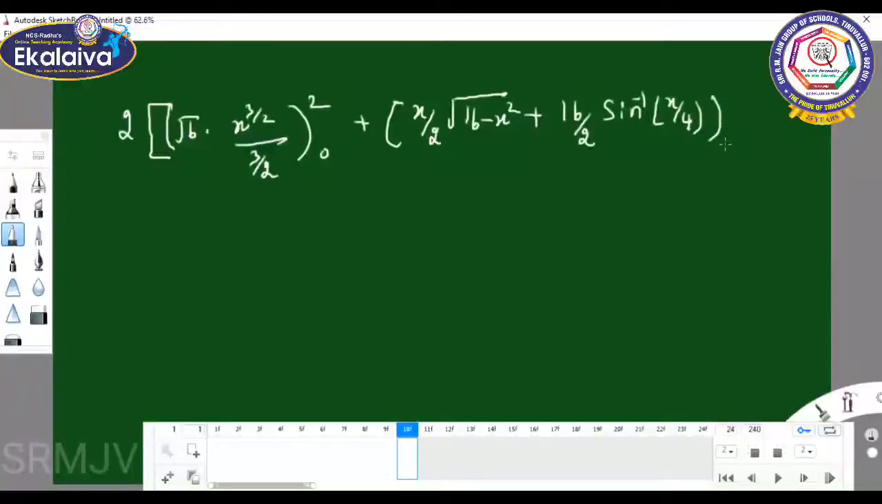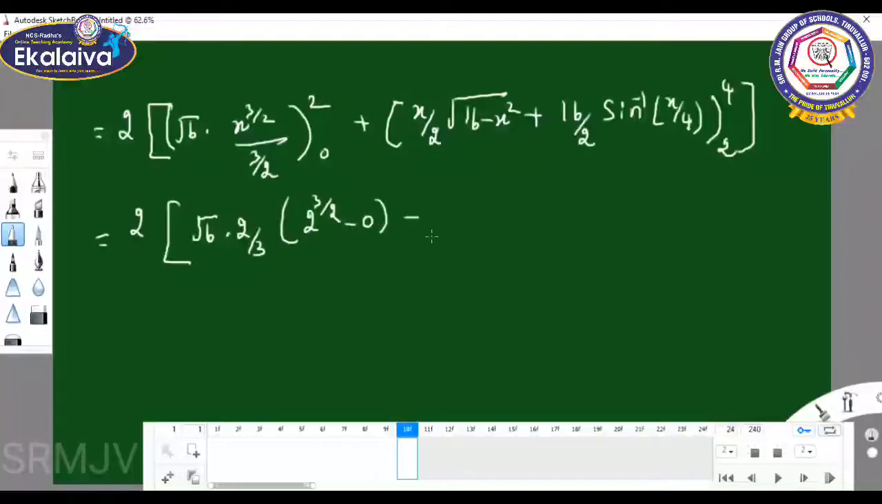The limit is 2 to 4. See, upper limit minus lower limit. 2 into root 6 into 2 by 3, you can substitute the upper limit: 2 power 3 by 2 minus 0, plus x by 2 root of 16 minus 16, plus 16 by 2 is nothing but what? 8 into sine inverse of 4 by 4.